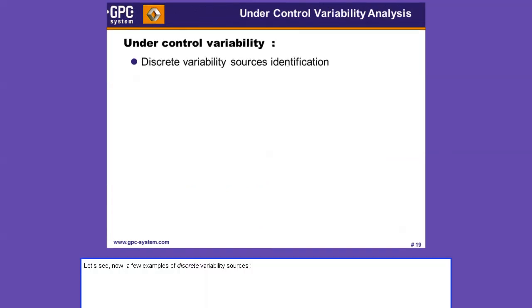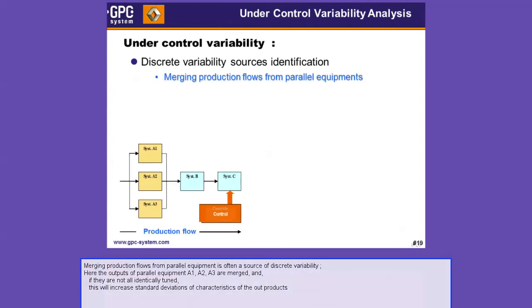Let's see, now, a few examples of discrete variability sources. Merging production flows from parallel equipment is often a source of discrete variability. Here, the outputs of parallel equipment, A1, A2, A3, are merged, and, if they are not all identically tuned, this will increase the standard deviations of characteristics of the outproducts.